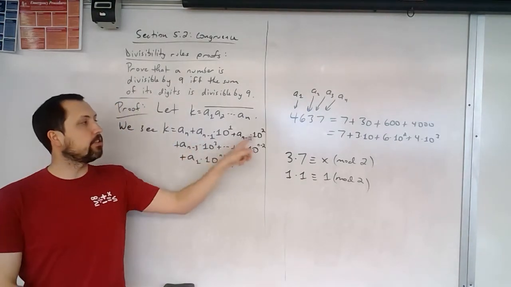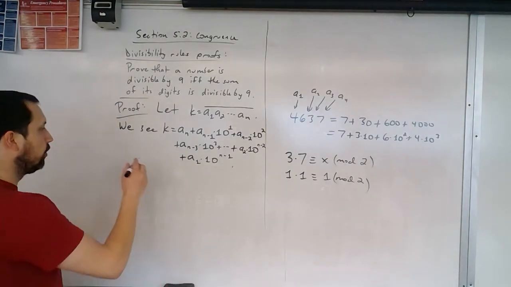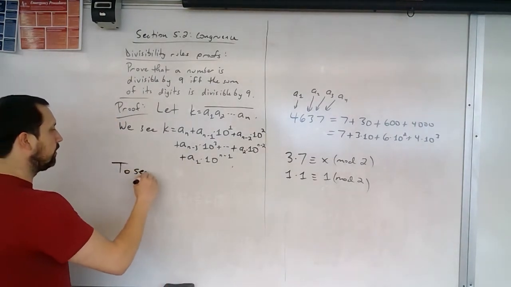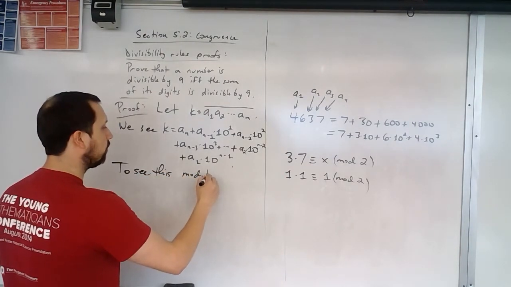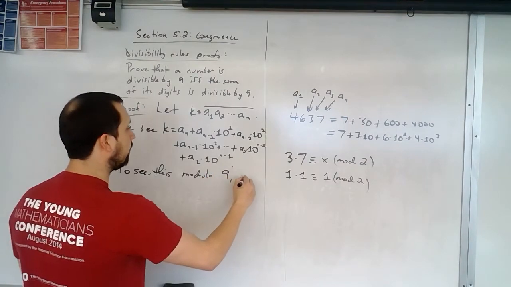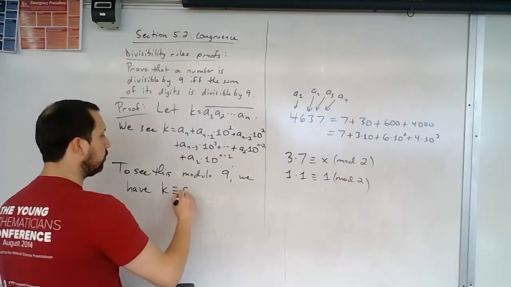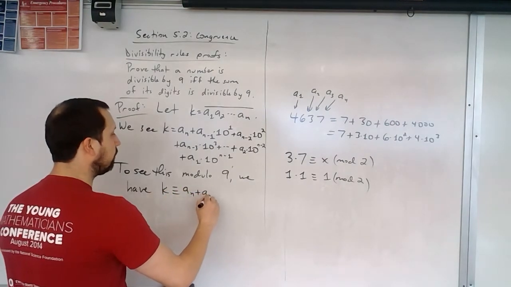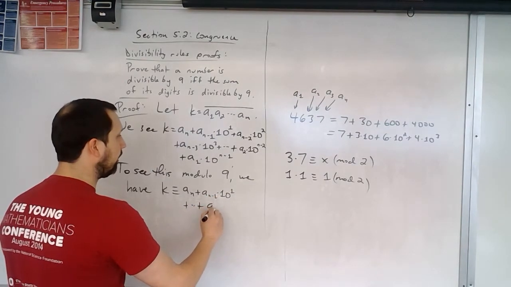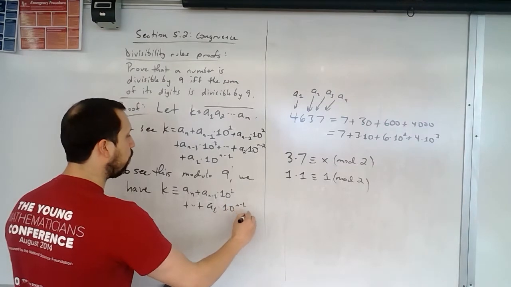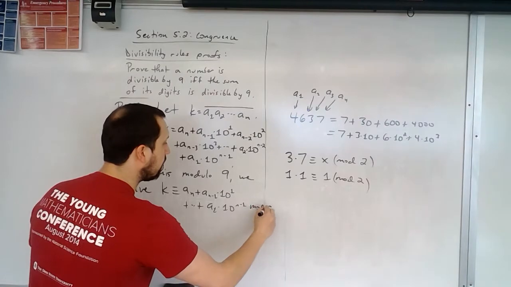I'm going to take each of these numbers and look at this mod 9. So modulo 9, we have k is congruent to a sub n plus a sub n minus 1 times 10 to the first, plus a whole bunch of other things, plus a sub 1 times 10 to the n minus 1, mod 9.